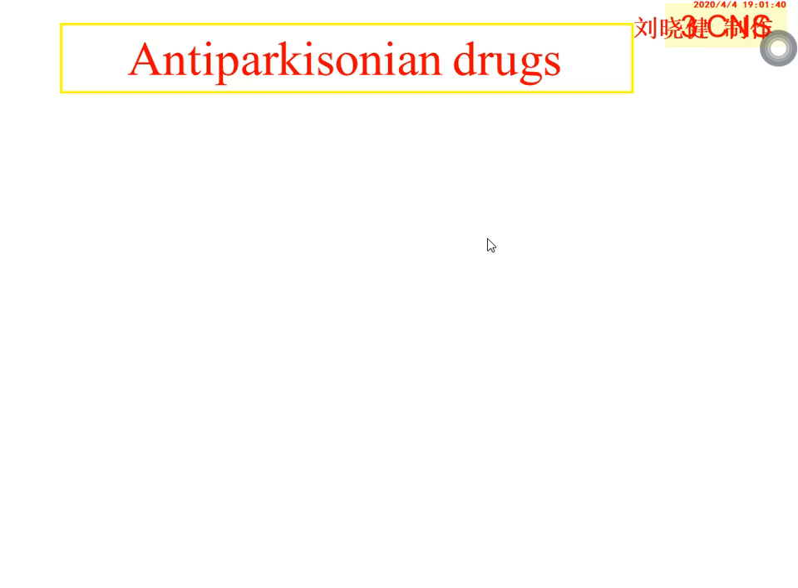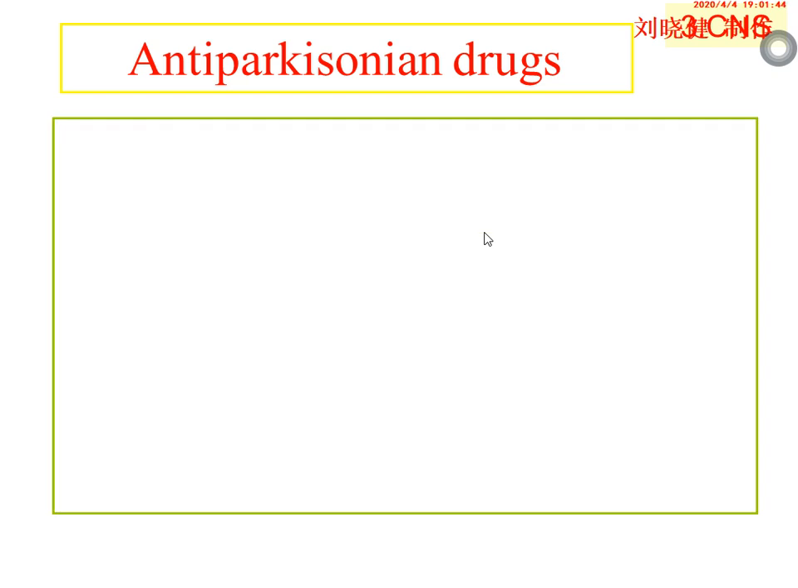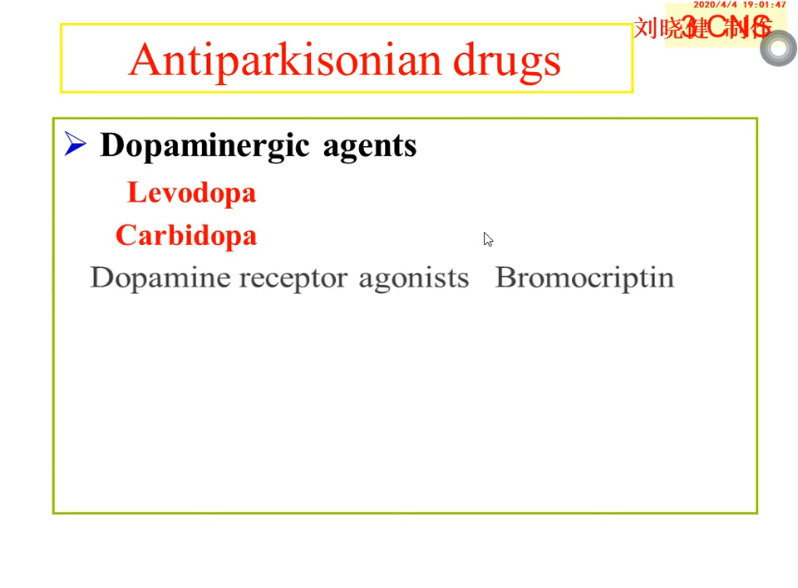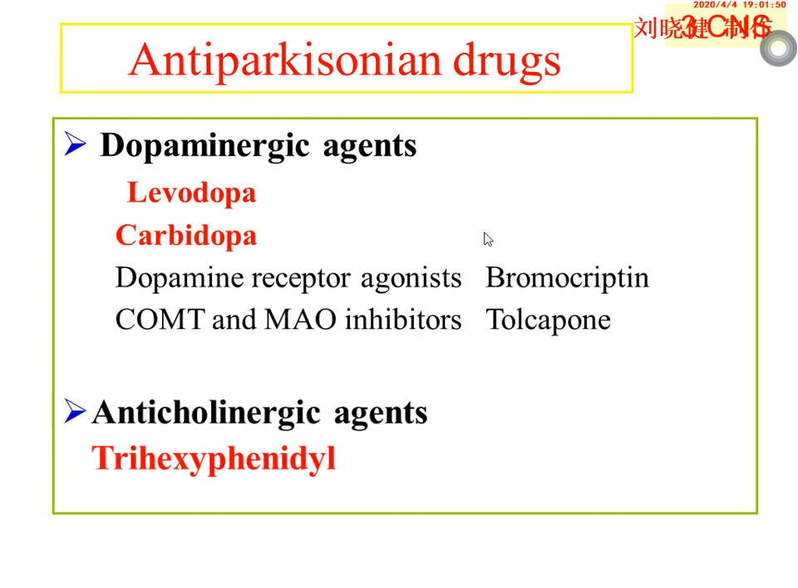Anti-Parkinsonian drugs. Based on the mechanism of Parkinson's disease, because of the imbalance between the dopaminergic pathway and the cholinergic pathway, we try to recover that imbalance depending on these agents to increase the dopaminergic pathway function. These agents are dopaminergic agents like levodopa and carbidopa, some receptor agonists, and enzyme inhibitors. Especially these two preparations are more important.